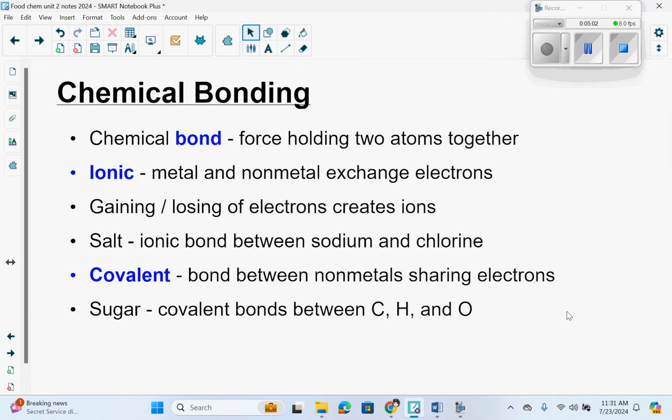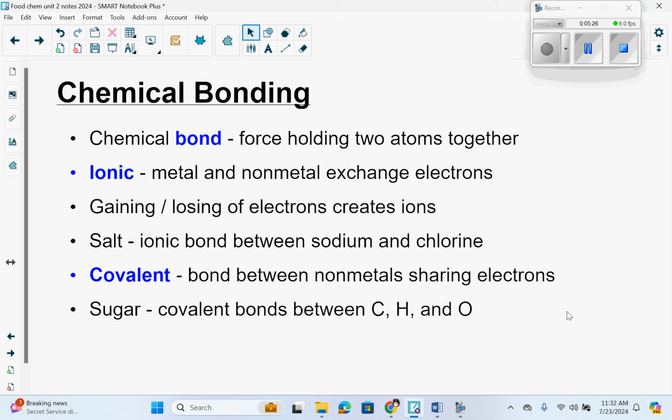All right, now elements can come together and undergo chemical bonding. So a chemical bond is a force holding two atoms together. You can have an ionic bond, which is a metal and nonmetal that exchange electrons. That usually involves the gaining or losing of electrons that creates ions, right? Something positive or negative.